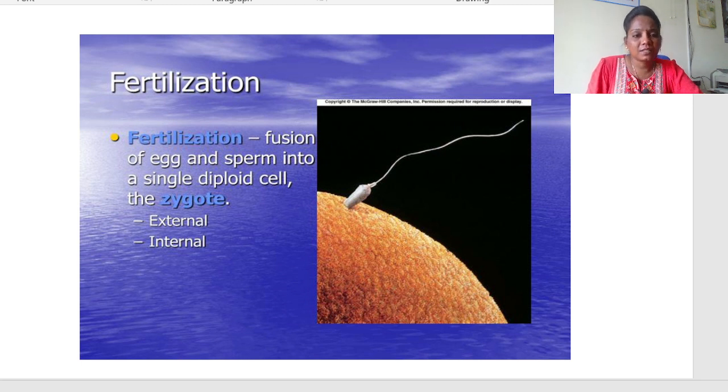What is fertilization? When you say fertilization, when you see the sperm, and this is called the ovum, and there is a fusion of the sperm and the egg to form a single diploid cell as a zygote, it is called fertilization. We can say the fusion of the sperm and the ovum is called fertilization. When you speak on these things, there are a lot of things you need to understand.